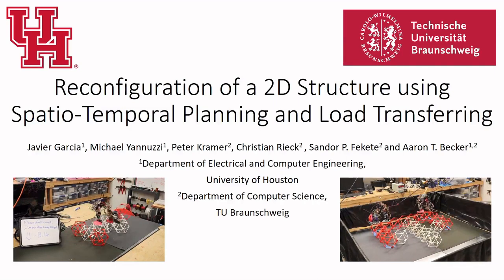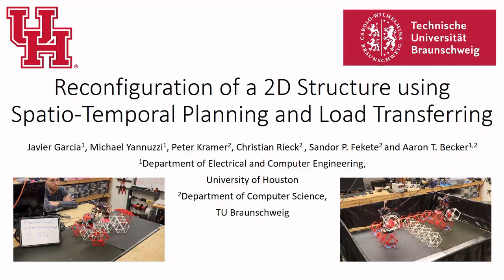We present progress on the problem of reconfiguring a 2D arrangement of building material by a cooperative swarm of robots. We have developed two algorithms for reconfiguration, one based on spatio-temporal planning and the other based on load transferring. Our motivation to solve these problems comes from wanting to increase the number of robots building a structure simultaneously, to make building structures with robots faster and easier.